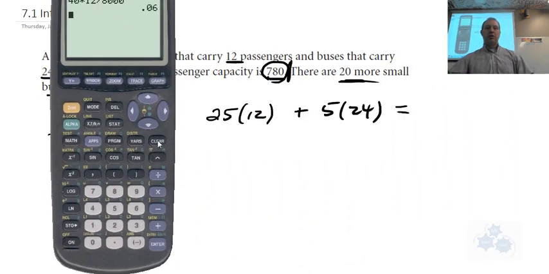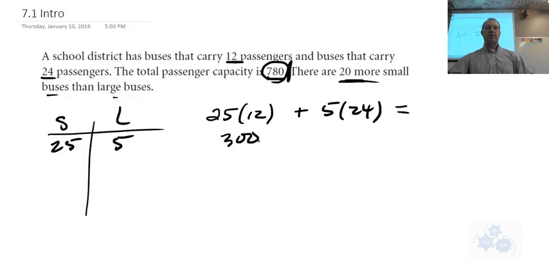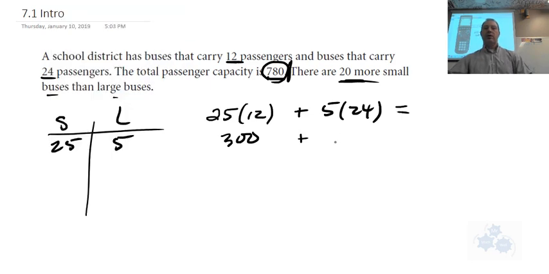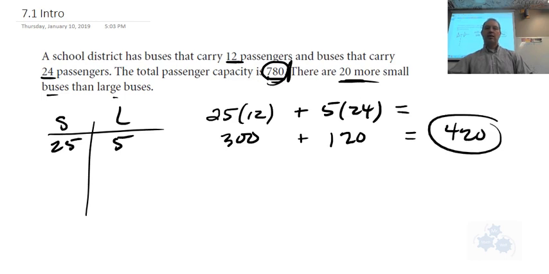You can get your calculator out if you need to. 25 times 12 is 300. So that's 300 kids in those buses. Everyone see that? And then we're going to add 5 times 24, and that's 120. So what's 300 and 120? That equals 420. So is that the number of students I need to accommodate? No. So I definitely need more buses.